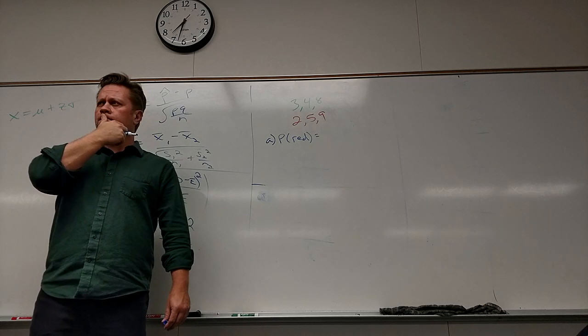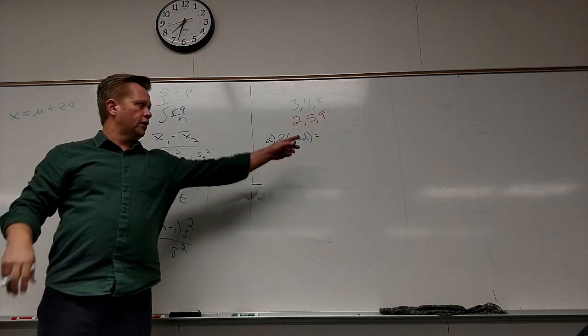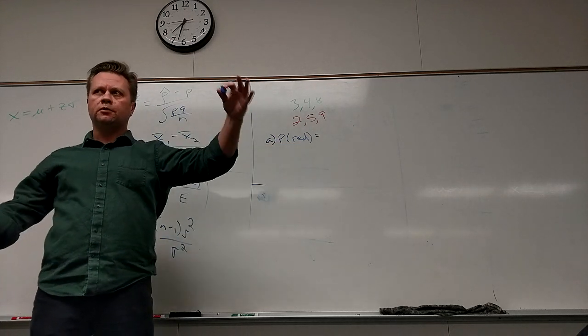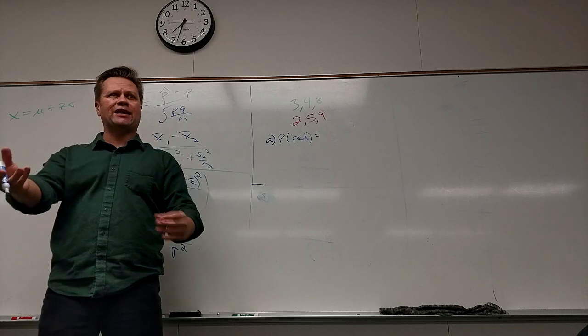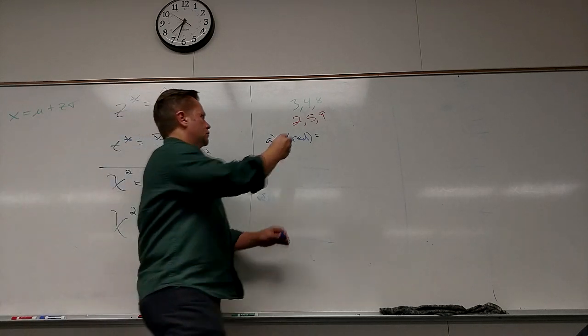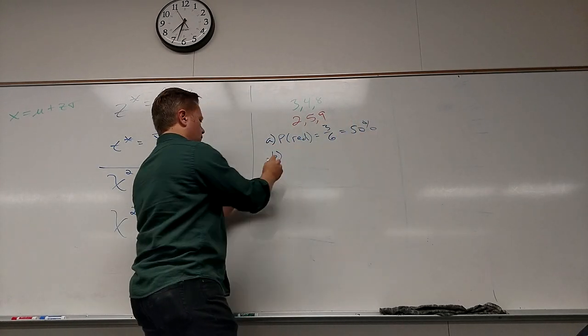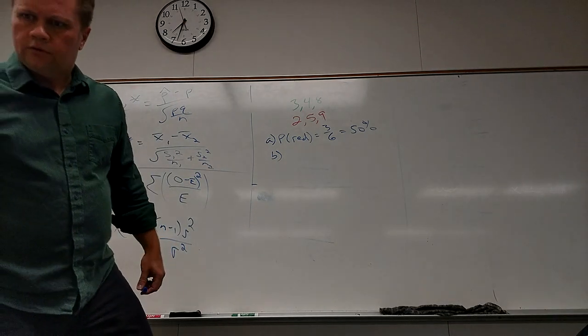What would that be? Yes, there's 3 red out of 6 total. So it's always the number that match what I'm looking for. That's the number of chances I have to get what I'm looking for out of the total number of things that could happen. So there's 3 out of 6 things that match what I'm looking for. This is part 1, by the way.